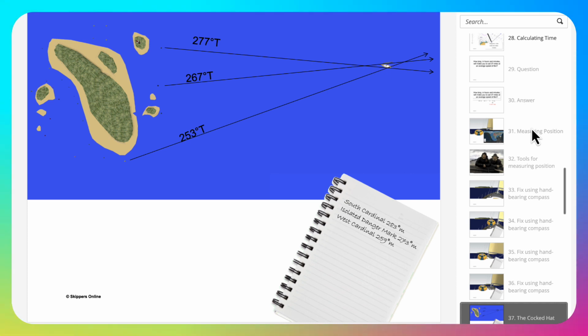With more than 2 position lines, it's rare to get a common intersection, and the resulting triangle is often called a cocked hat. It's good practice to assume that you're in the corner of the cocked hat nearest to danger. Incidentally, ideally we would like to get a broader range of bearings, but sometimes beggars can't be choosers.